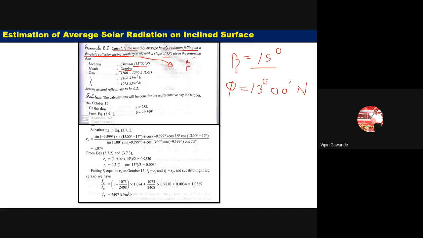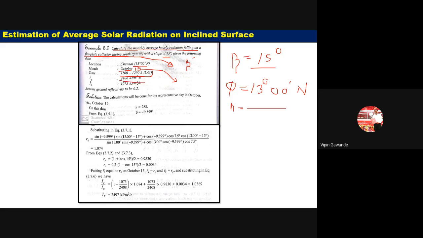Okay, day is not given here, but n is given. October 15 is given, so we will calculate the value of n for October 15. Now the time is given, which is local apparent time. Local apparent time means we can calculate the hour angle from this.